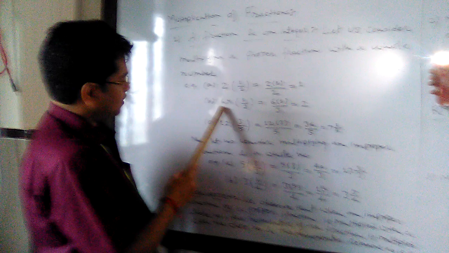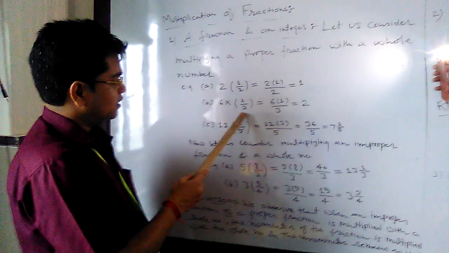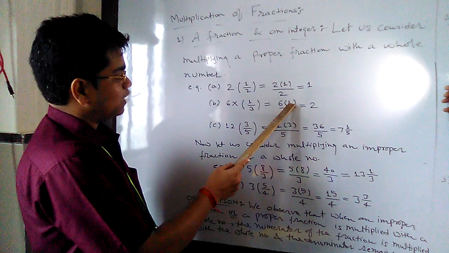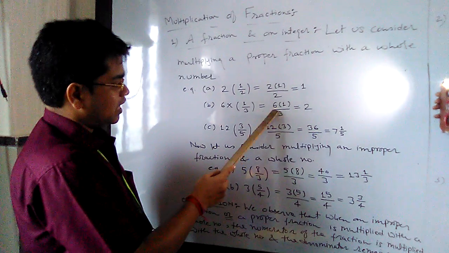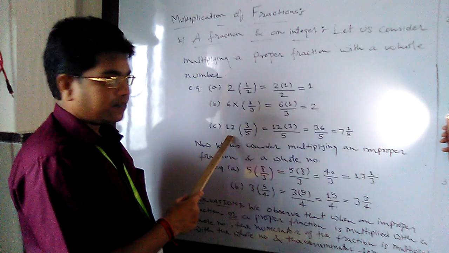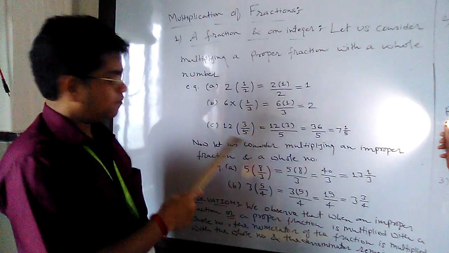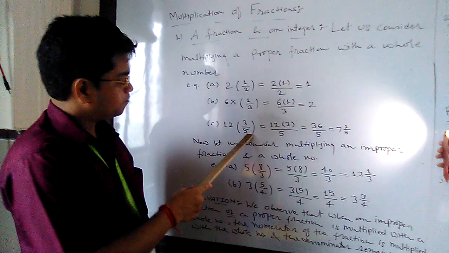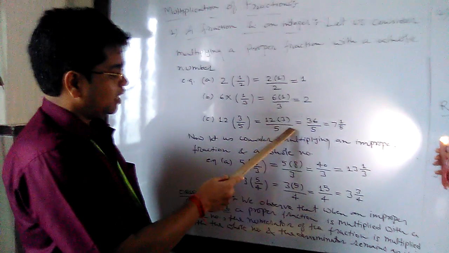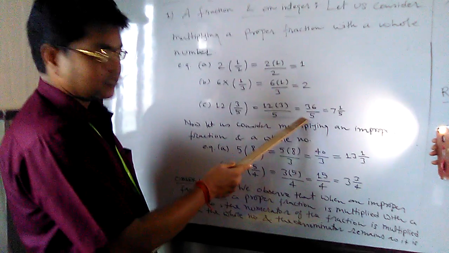See the next example. Again, we are multiplying a whole number 6 with a proper fraction 1 by 3. Again, this 6 will multiply to numerator of the fraction, and after simplification, we will get 2. See, in third example, we are multiplying whole number 12 with proper fraction 3 by 5. Again, this whole number will multiply to numerator of the fraction, and after simplification, we will get 36 by 5.